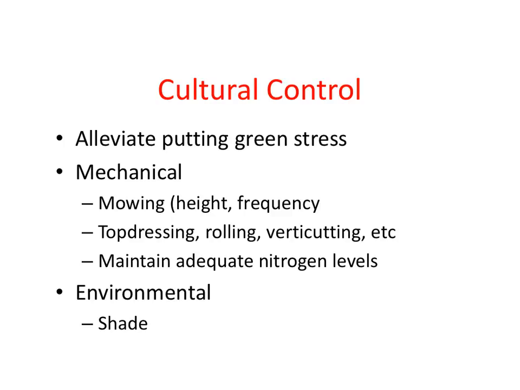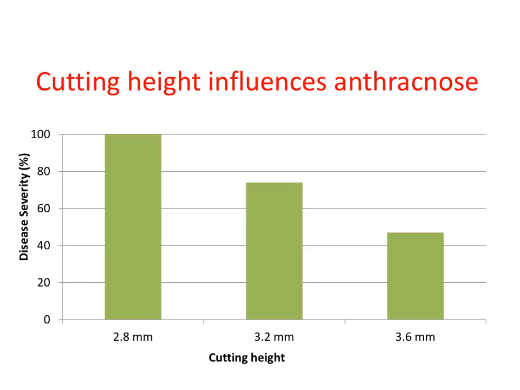Cultural control should center on relieving stress to the annual bluegrass or creeping bentgrass green or turf. This may include reducing the intensity of management, such as raising the height of cut, maybe reducing the frequency of double cutting, and maintaining adequate fertility levels. Promoting air movement and increasing light through the removal of trees has been demonstrated to reduce the severity of basal rot anthracnose.